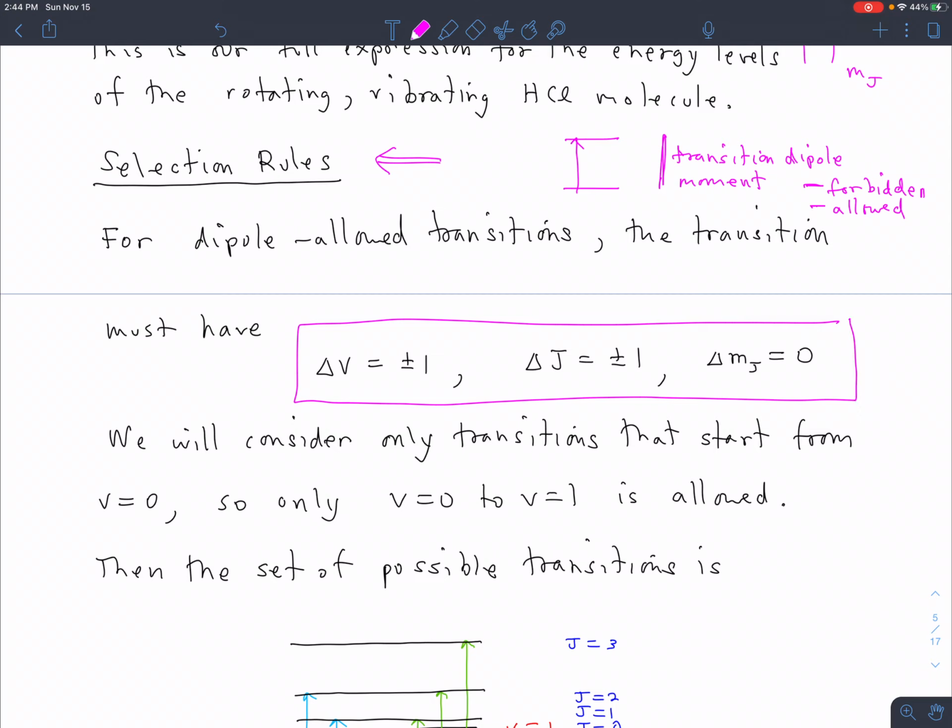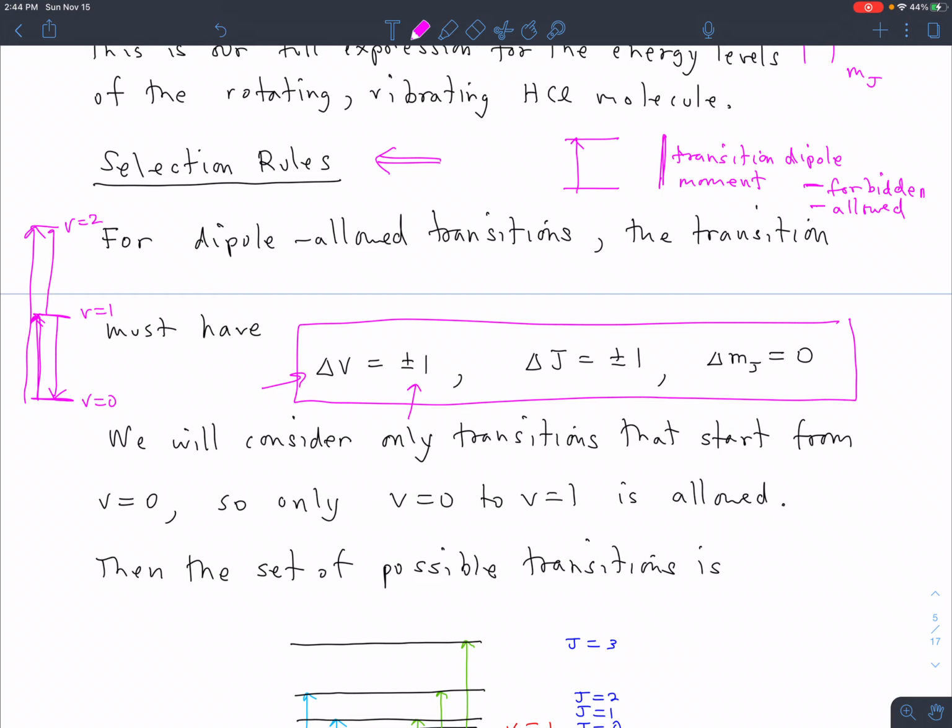There are three selection rules that matter. The change in the vibrational quantum number going from the initial state up to the final state, so V equals 0, say, up to V equals 1, that change in vibrational quantum number has to be either +1 or -1. That means you can go up from one level to the next higher level, or you can go back down from the higher level back down. But you can't skip 2 levels at once. For V equals 2 up here, that's not allowed. A straight transition isn't allowed.